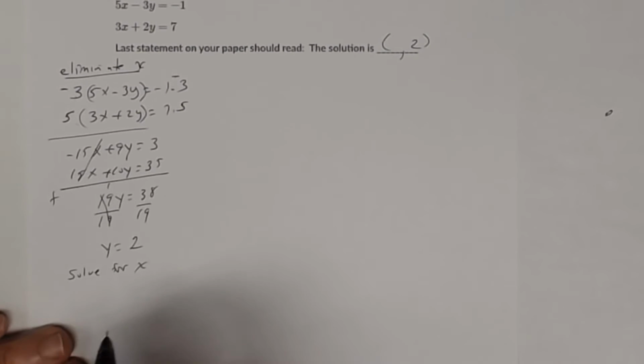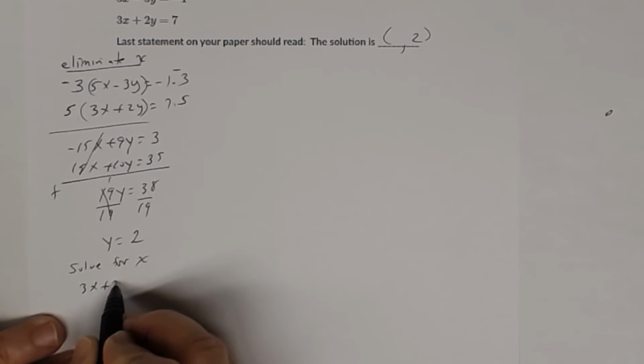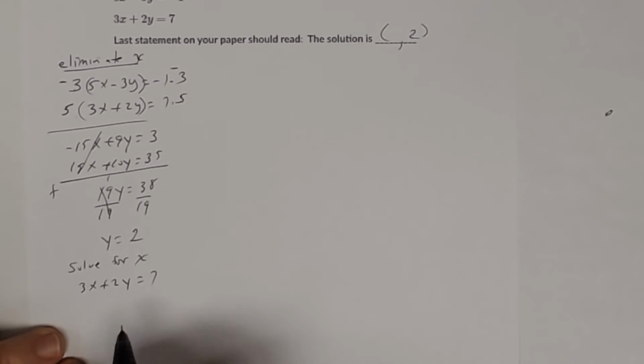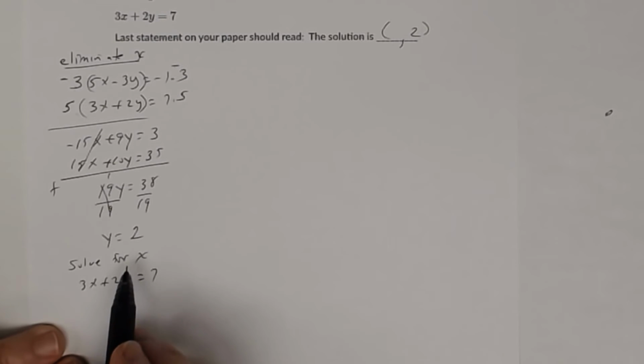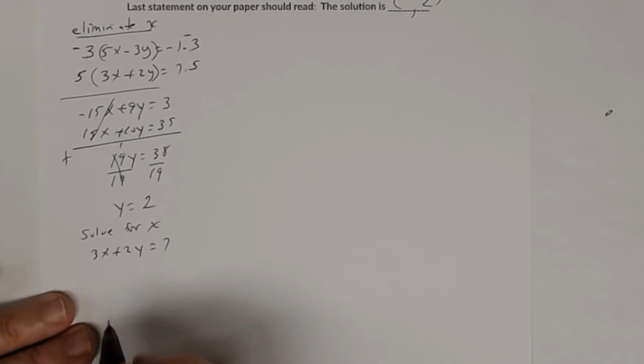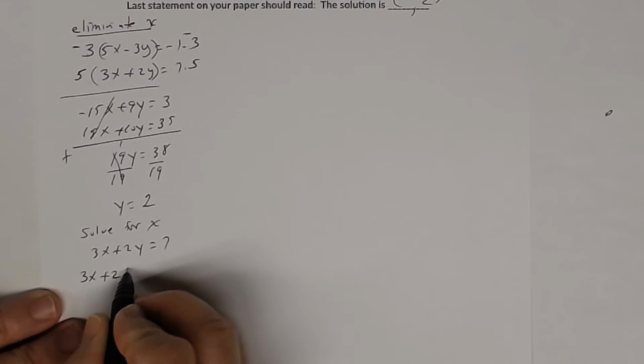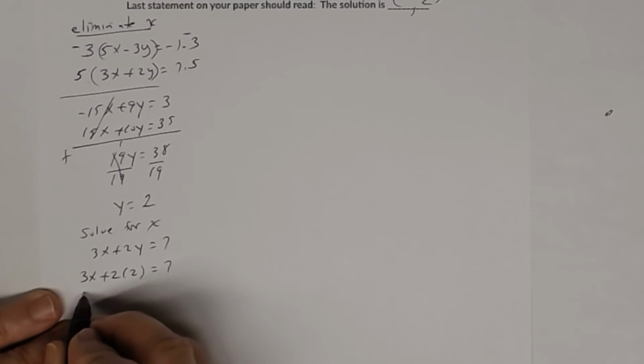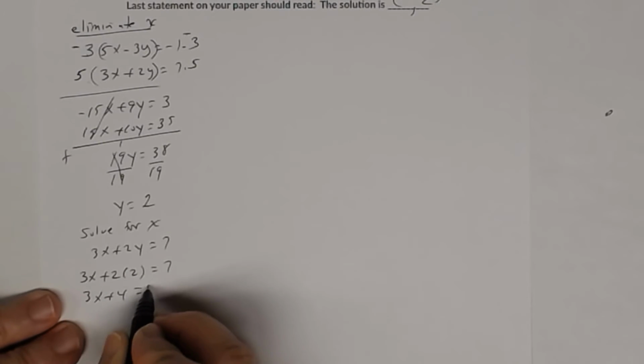It does not matter though. So I'm going to use 3x plus 2y equals 7. In place of y, I'm going to substitute 2. So I get 3x plus 2 times 2 equals 7. 3x plus 4 equals 7.